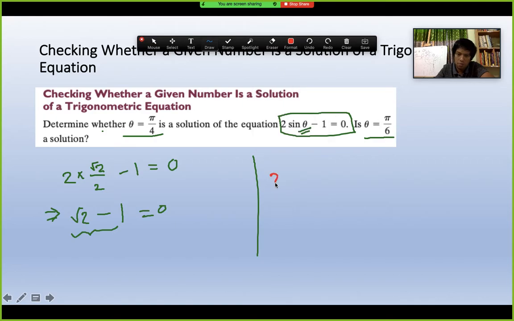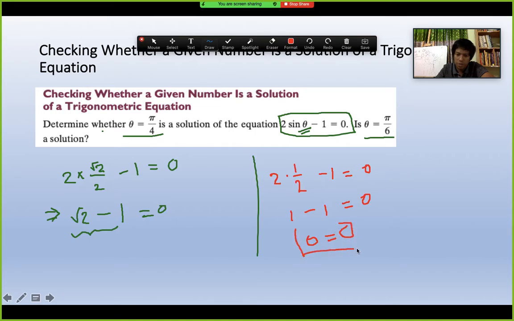Now on the other hand, let's look at this value. 2 sine theta with pi by 6. Pi by 6 means sine 30 degrees. And sine 30 degrees value is 1 by 2. Then minus 1 equals 0. Then 2 cancels out. You have 1 minus 1 equals 0. And you know that this is equal to 0.